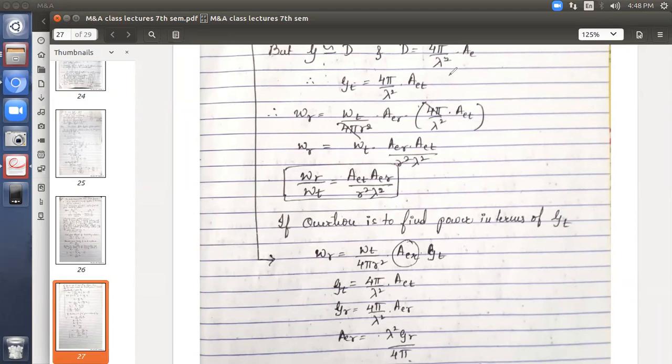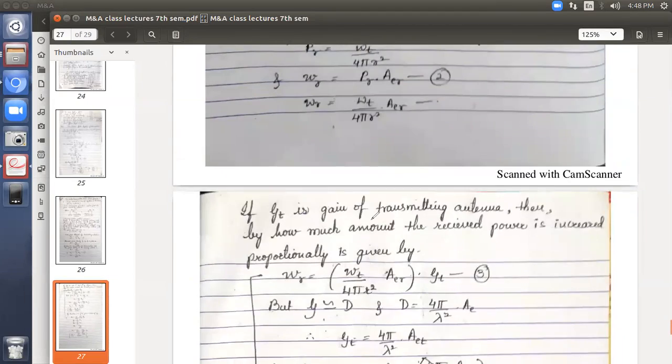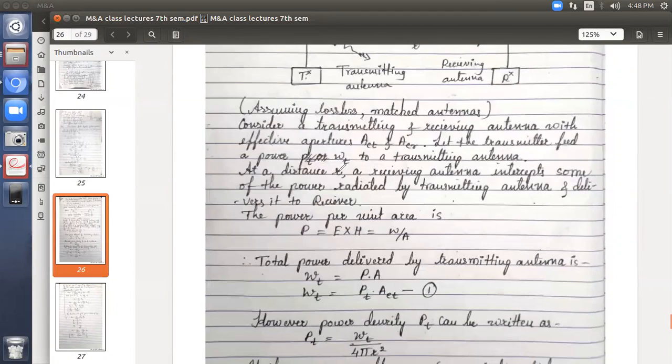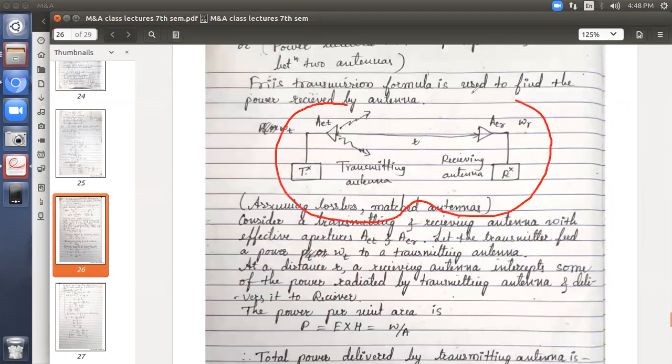So I hope you have understood this derivation. Any doubts here? Please, you can ask me. You have to understand the figure. That's it. If you remember this figure, you will be able to derive this easily. We started with the power density. We ended with the WR by WT.